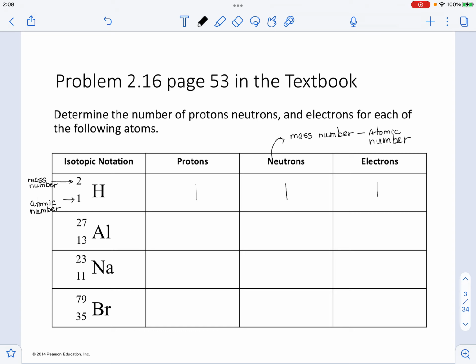Let's also do the second one, the isotope for aluminum. Number of protons, 13 because of the atomic number. Number of electrons, also 13 because of the atomic number. Number of neutrons is going to be 27 minus 13. That means that this isotope is going to have 14 neutrons.